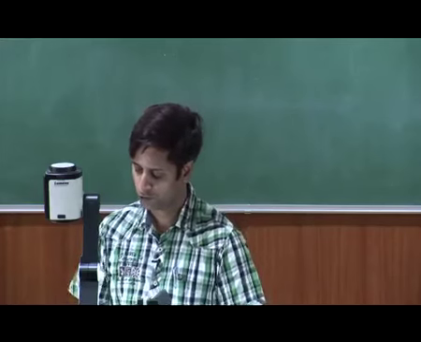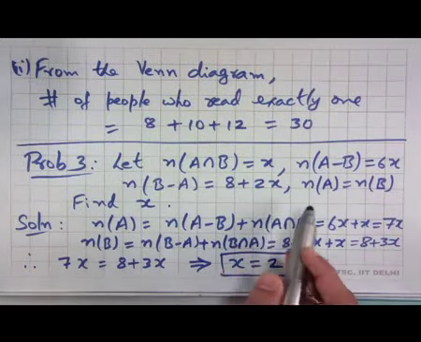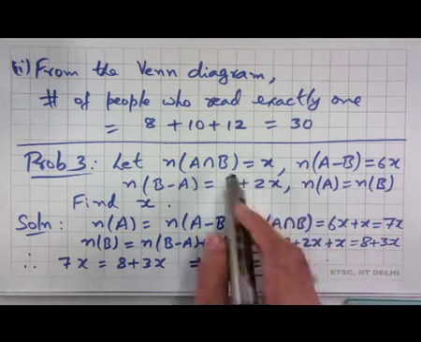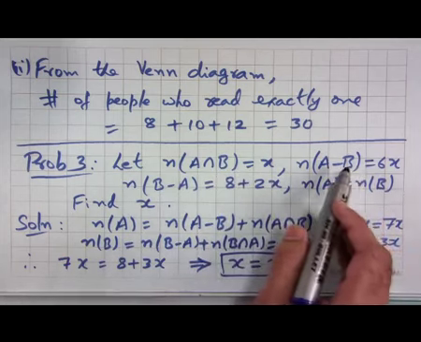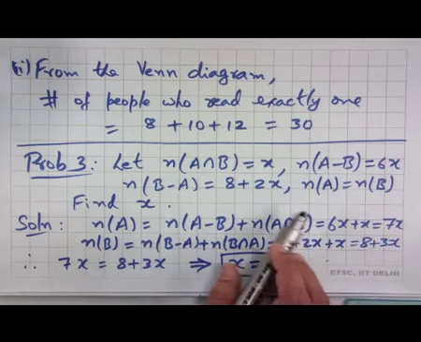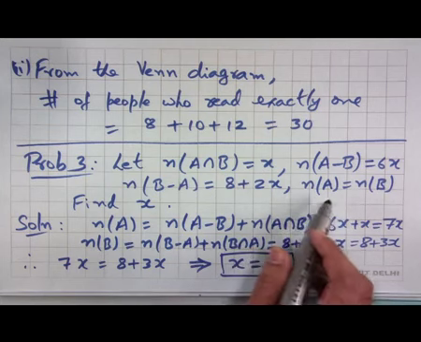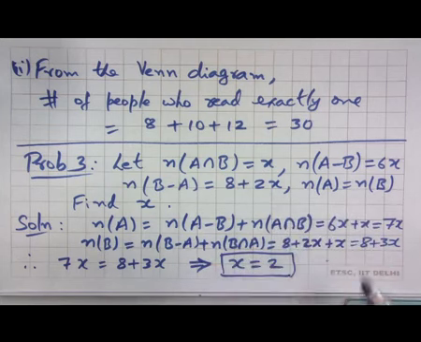Okay, here you could also use the formula for n of A union B and calculate it using n of A intersection B plus n of A minus B plus n of B minus A, and also using the other formula that n of A union B is n of A plus n of B minus n of A intersection B, and then equate them. But here if you notice this one, it is quicker to solve it this way. Okay, next problem.